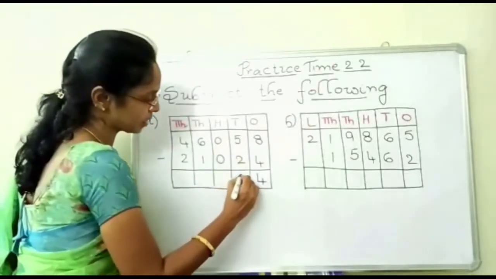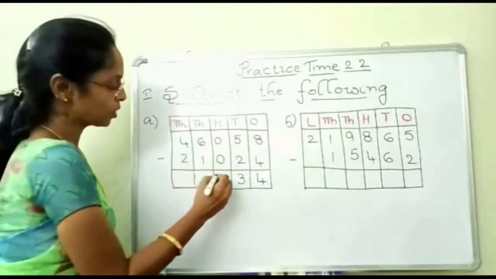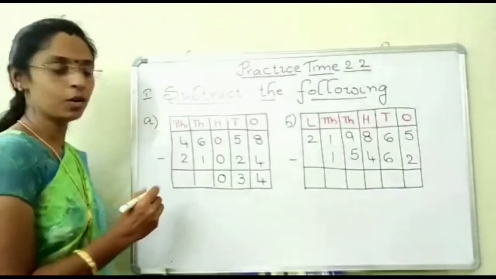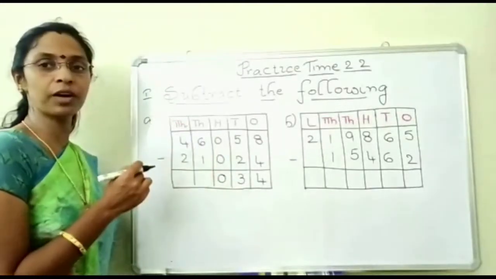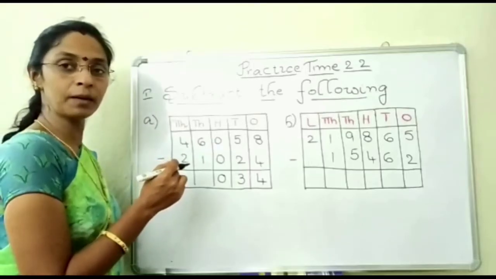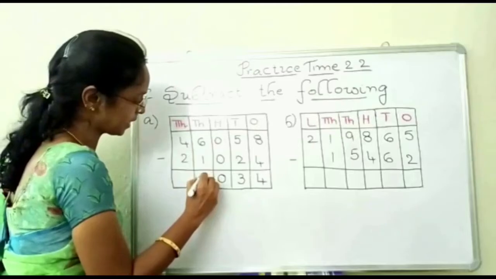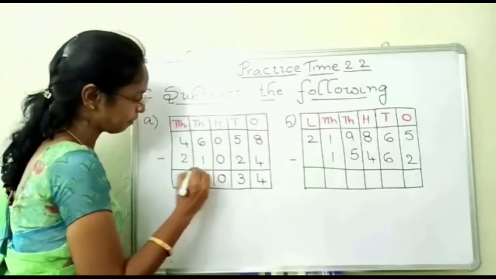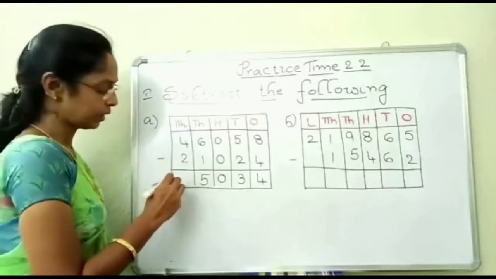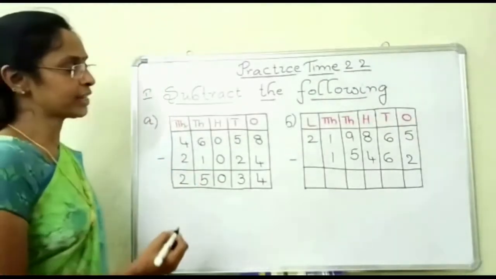5 minus 2 in the tens place. 5 minus 2 is 3. 0 minus 0. How much do you get? You get 0. What is 6 minus 1? When you subtract 1 from a given number, what do you get? You get the predecessor of that number. So, predecessor of 6 is 5. 4 minus 2. How much? It is 2.